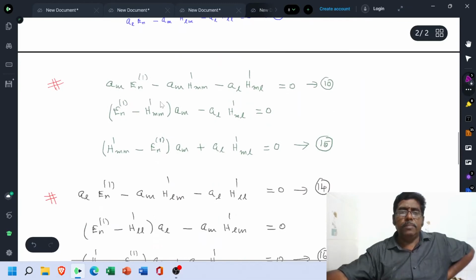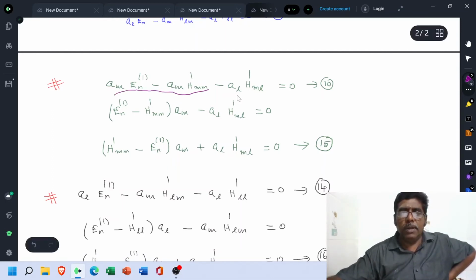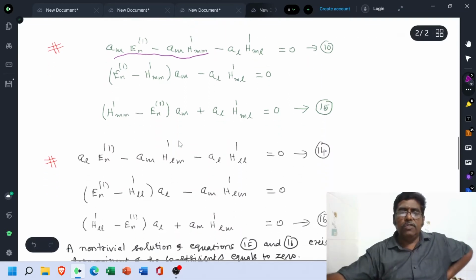Now take equation 10. Am En1 minus Am H1 mm minus Al H1 ml is equal to 0. Take Am as a common term by way of combining these two terms. These two terms are combined. Take Am outside, so En1 minus H1 mm into Am minus Al H1 ml is equal to 0. Now multiply all the terms with a negative sign. So this first term is changed to H1 mm minus En1 into Am. If you multiply with the negative sign, this is changed to plus Al into H1 ml equal to minus into 0, 0. So 0.